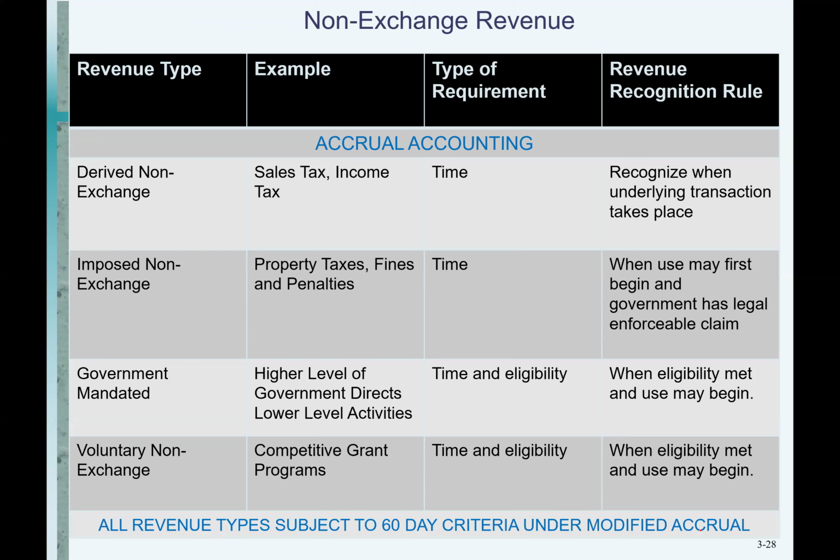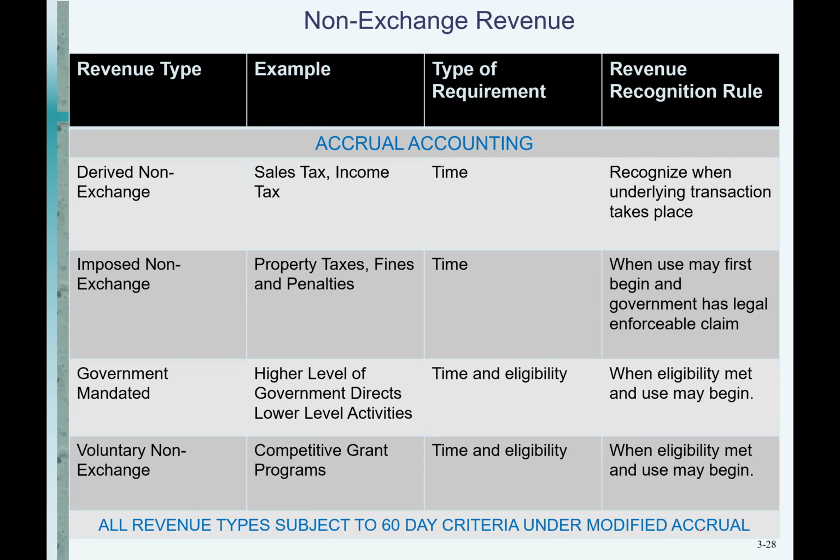With property taxes, often what a government will say is, hey, even though you may levy the tax prior to the year that the taxes are to be used for, even though you may collect the taxes prior to the year that the taxes are to be used for, you can't recognize it as revenue until you are in the year that the monies are to be used for, or those funds aren't to be used until you're in that year. So when use may begin.